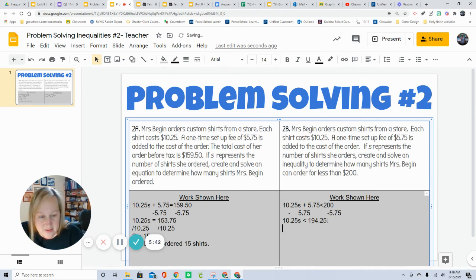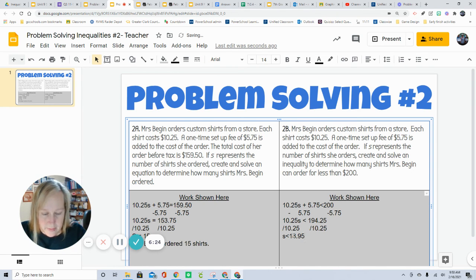So once I've done that, I have to divide both sides by that 10.25 again. And S is left on this side, less than 194.25 divided by 10.25. Oh, it does not come out even according to what I've done. So let's make sure I've done all my math right. I'm going to use my calculator to verify. So I got a weird answer. It's not perfect, but you get the gist. I get 18.95 and some change.